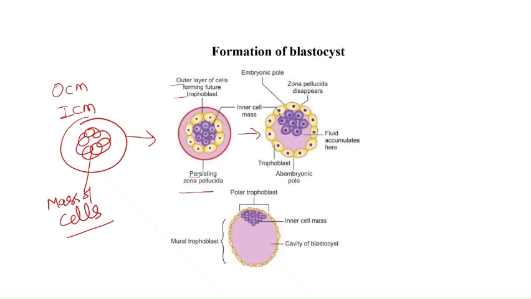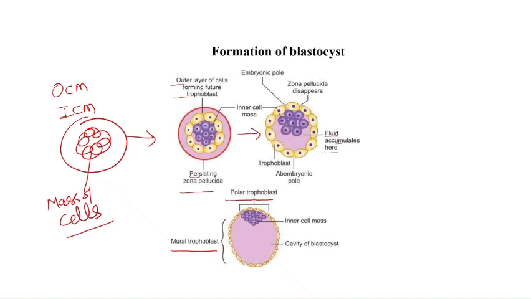In the next stage, you can see inside the outer cell mass, a cavity is formed and fluid accumulates. Due to the force of this fluid, the inner cell mass is pushed towards one side of the outer cell mass. The place where the inner cell mass is attached is known as polar trophoblast, and the rest of the trophoblast is known as mural trophoblast.